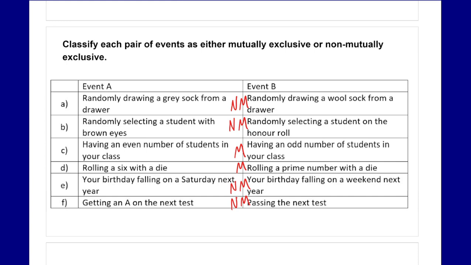E, your birthday falling on a Saturday next year or your birthday falling on a weekend next year. These are not mutually exclusive. They overlap, right? There is overlap or double counting here because it can be Saturday and the weekend. And then finally, the last one, getting an A on the next test and passing the next test. These can overlap because you can get an A on a test and pass it. These are non-mutually exclusive events. There is overlap.